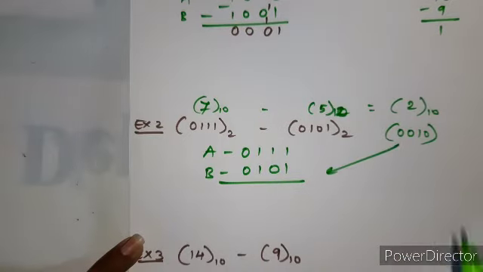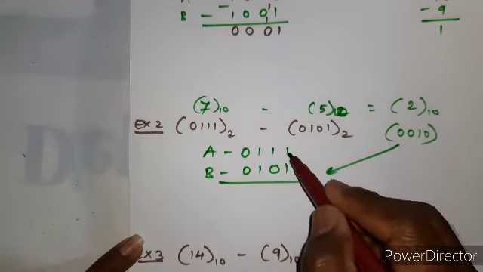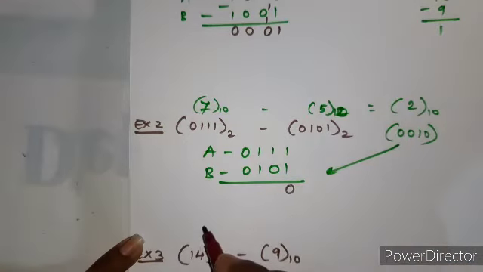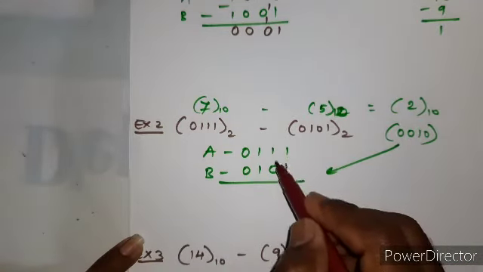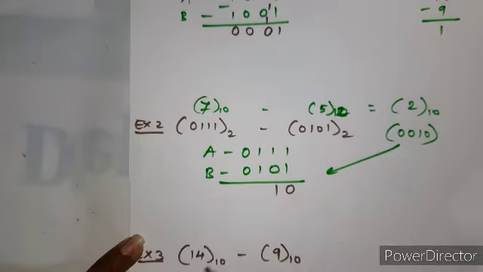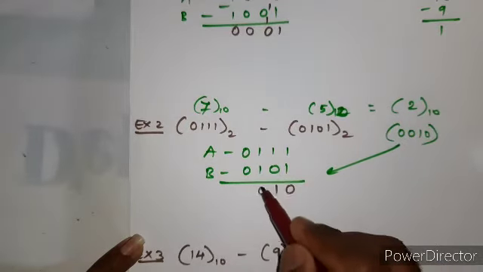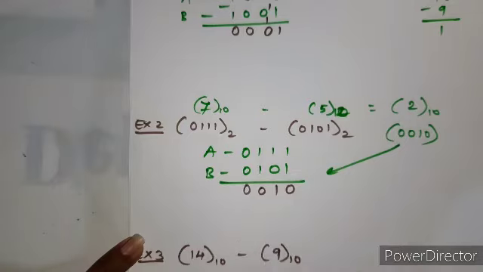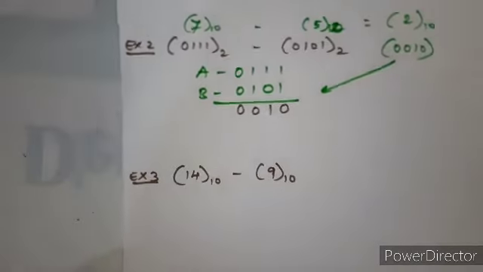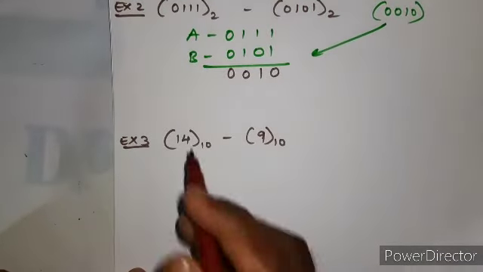Now let us see whether we are getting this answer or not. So 1 minus 1 is 0. 1 minus 0 is 1. 1 minus 1 is 0, and 0 minus 0 is 0. So absolutely we are getting the same result. So this is how the binary subtraction is.